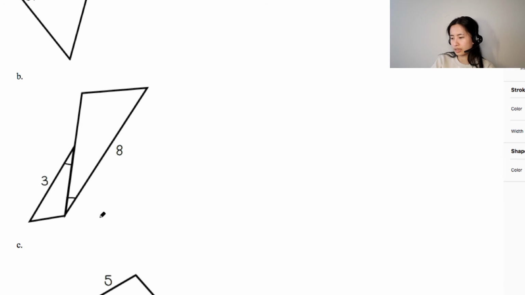Okay, so now we're looking at this. They're saying that you have an angle here and you have an angle here, and then they're saying that this is 3, then you have 8. So obviously this is a no, because we don't really have any theorem to say that this is just the side and the angle. It needs to be side, angle, side.